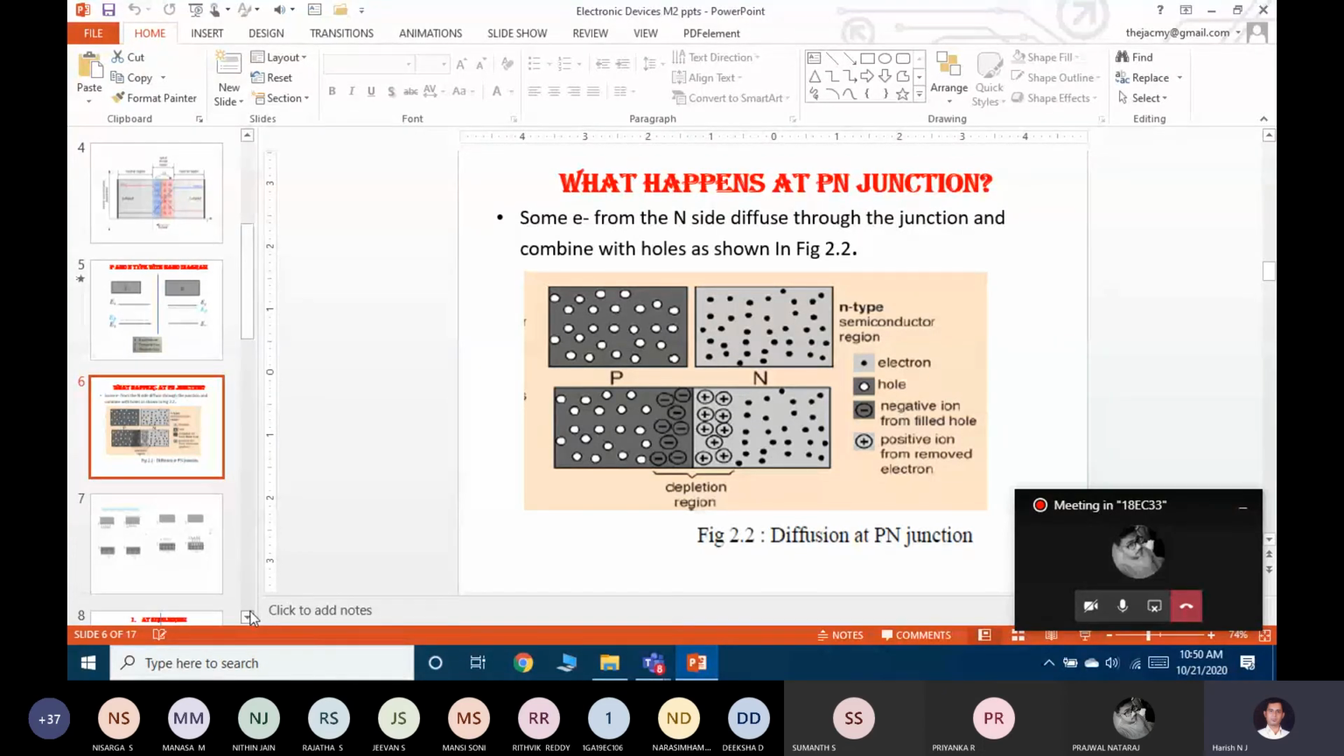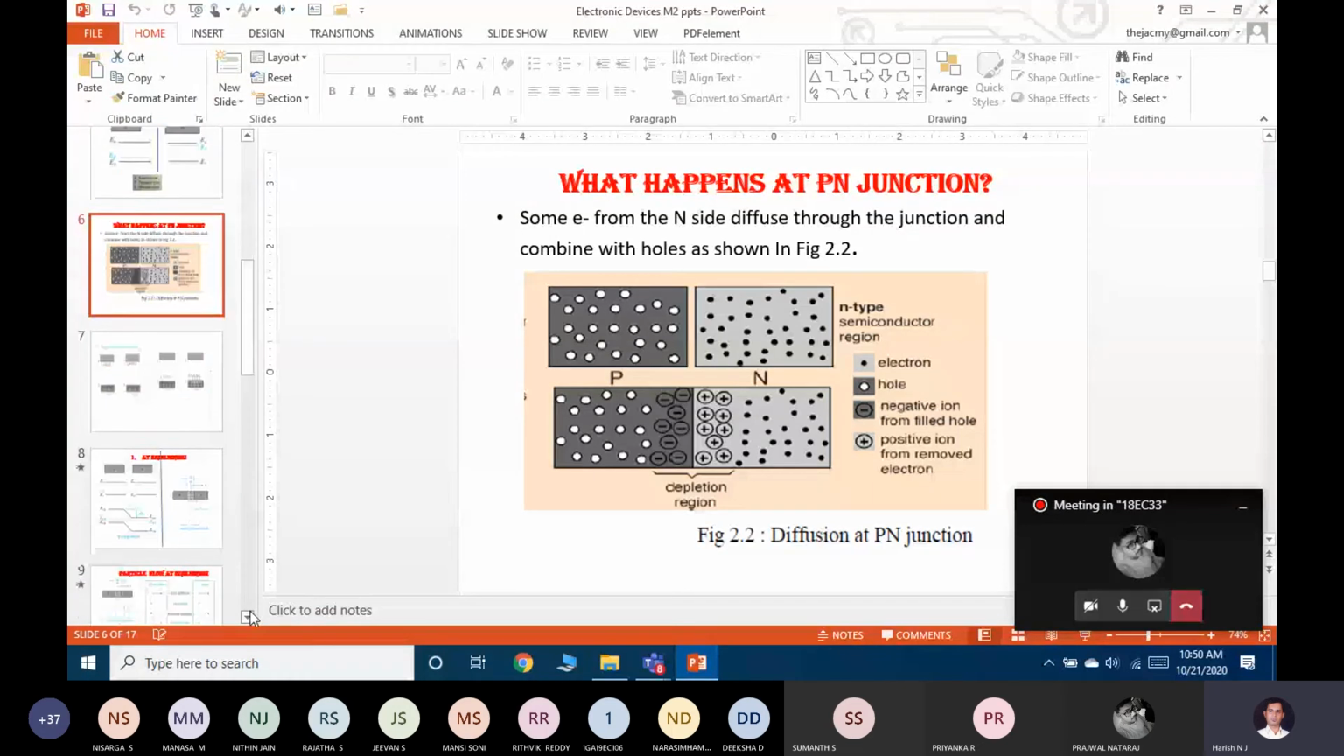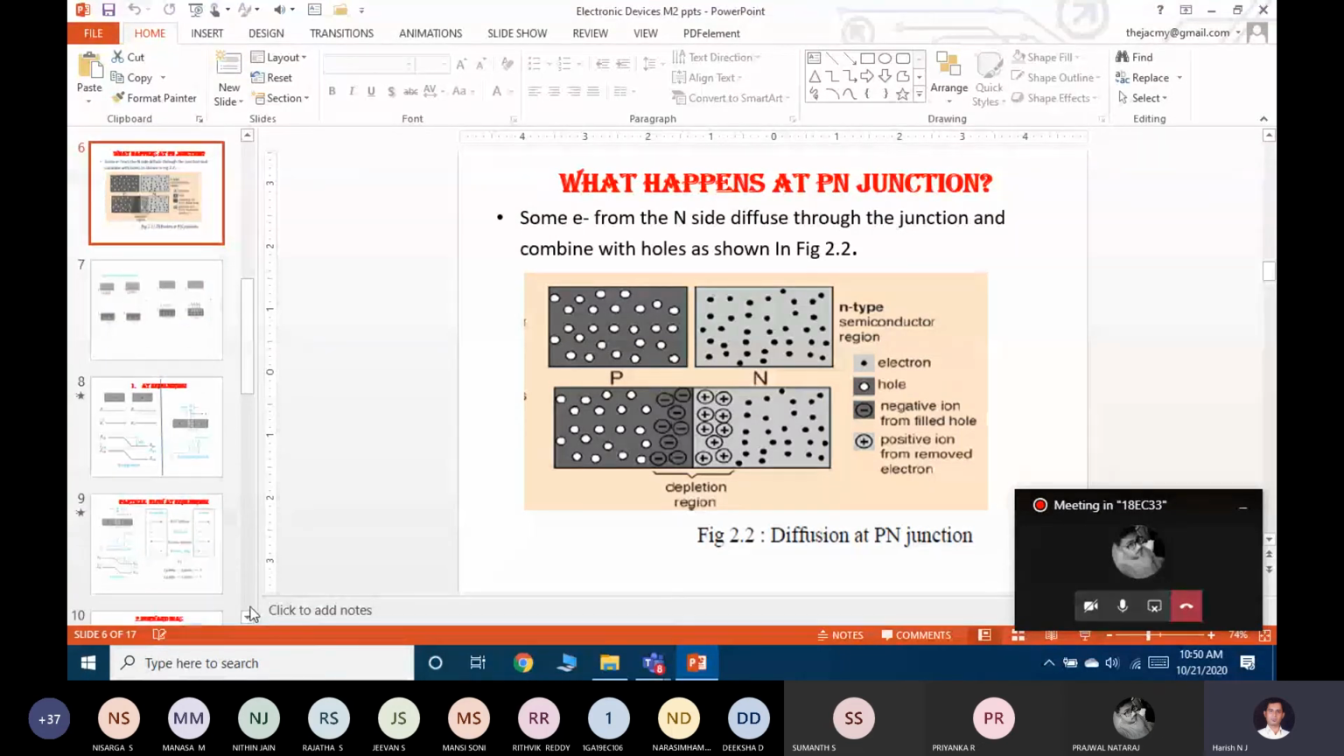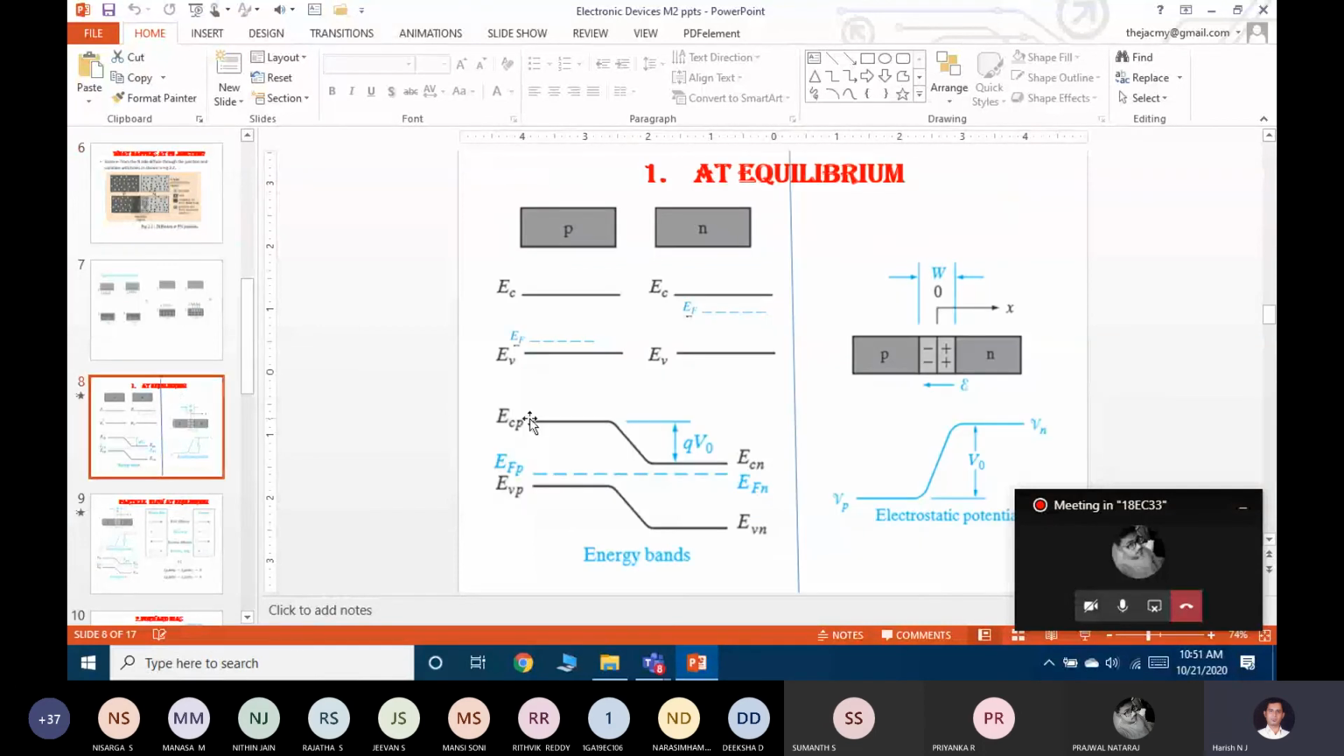Correct. So when we add these two, P type and N type, after adding we are going to analyze in three ways. The first one is equilibrium, the second one is forward bias, the third one is reverse bias. First we will see how it looks in the equilibrium condition. Just check it out here.